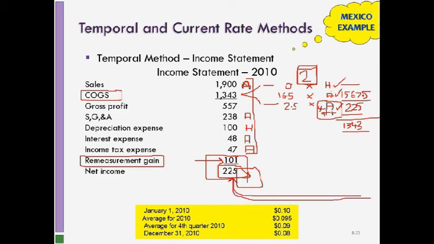Yes, we're bringing it back into the income statement. This is what the income should be, which balances everything. So all we're left with is number 4, and that is our remeasurement gain. There you go.